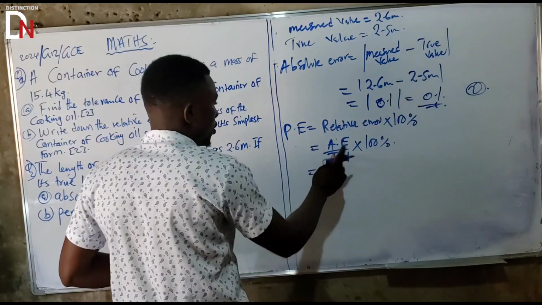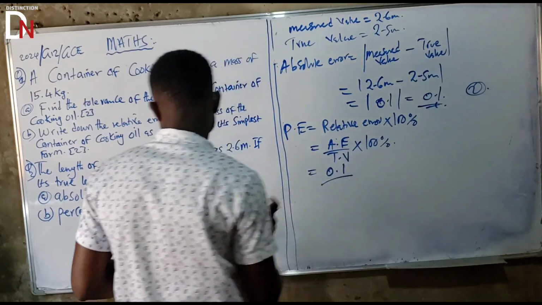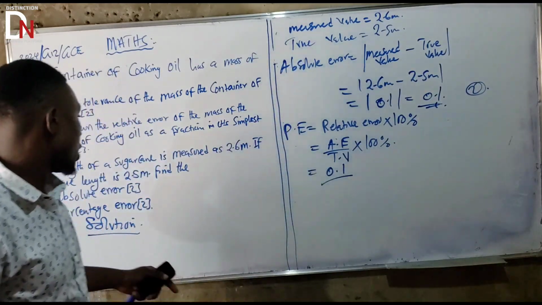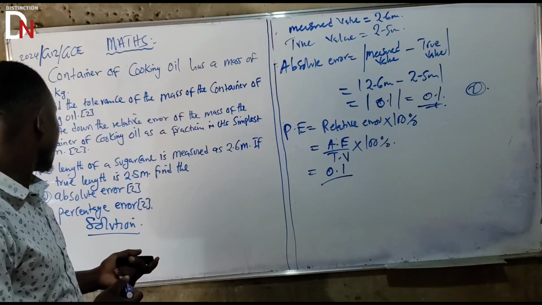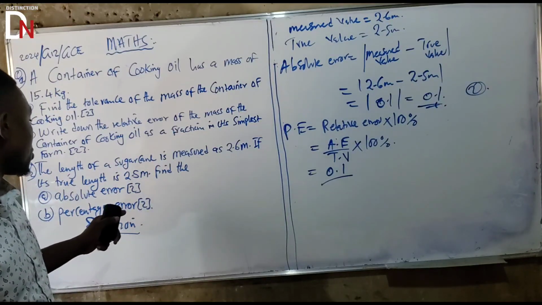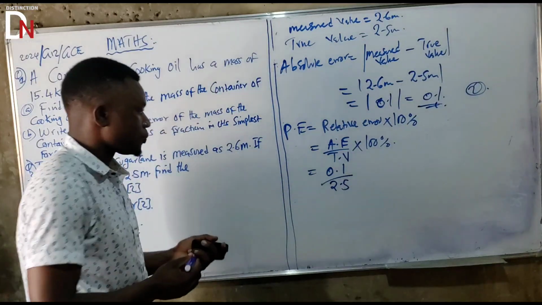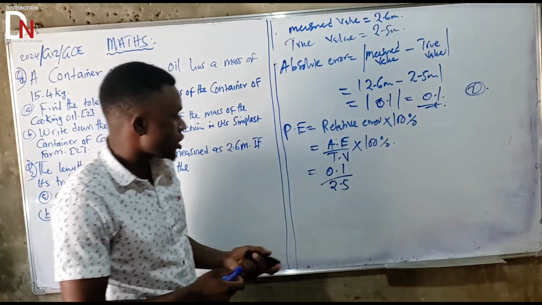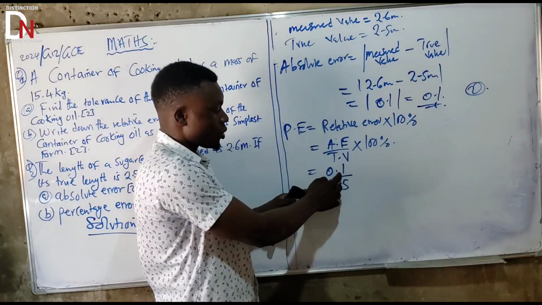Therefore, our absolute error we found, which is 0.1, divided by the true value, which we check from the question. The true value, or rather the true length, is 2.5. Okay, so I want to make sure that I avoid working with points. How am I going to do it? I will look at the number, this is 0.1, and I want to let go of this point.